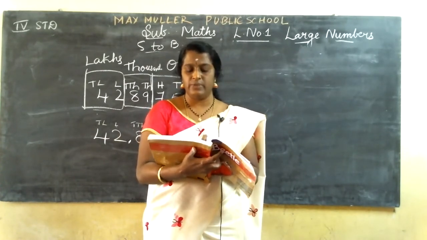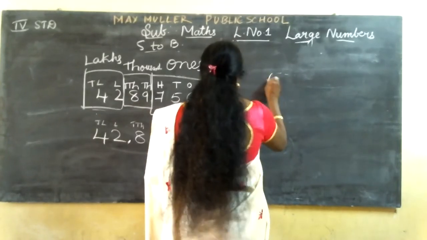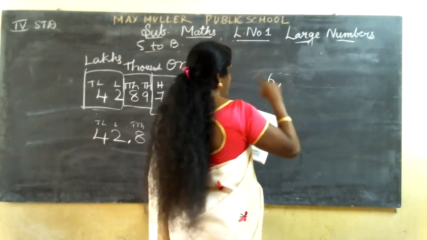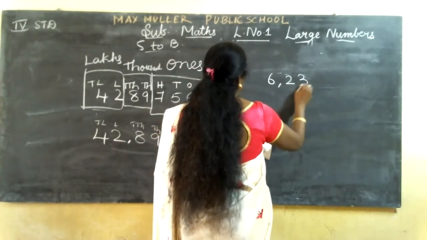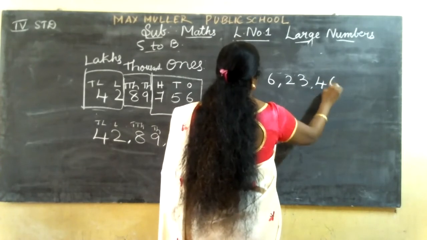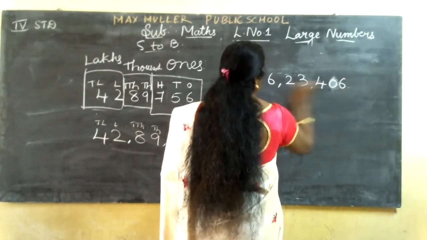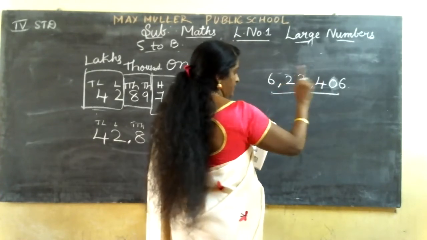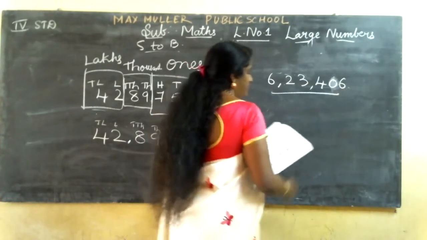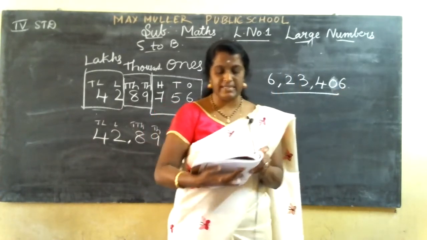This 6 lakh 23,000, like that. See, 6 lakh, comma: only one digit in the lakh place, not 10 lakh. 6 lakh 23,406. So see, 6 lakh 23,000 means thousands together, and 406. So complete all this, yes, because this is an example sum.